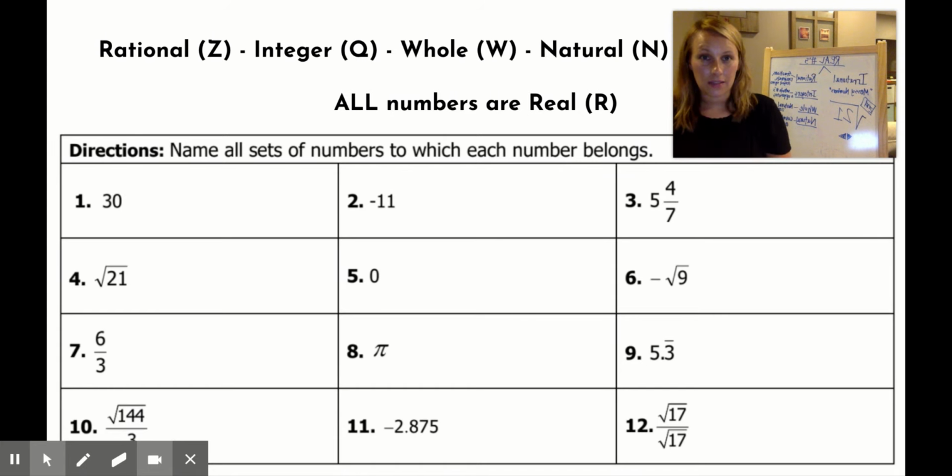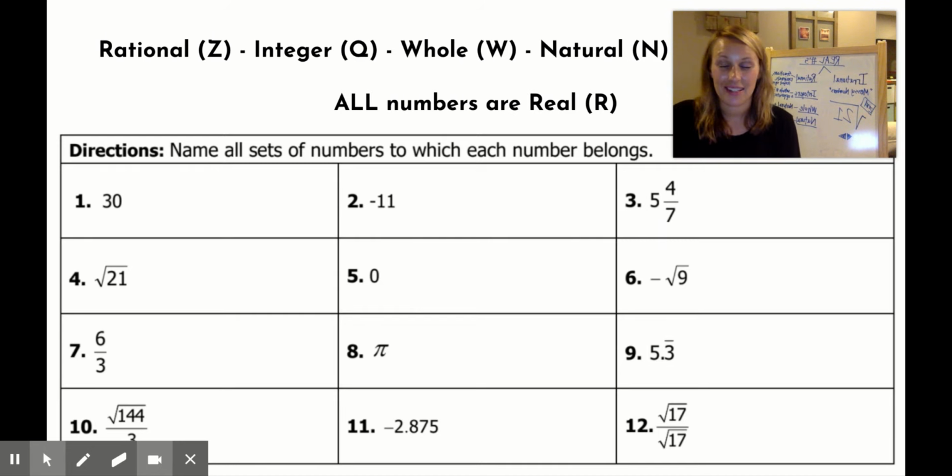How would we classify negative 3? It's not a natural counting number. It's not a whole number because it's not positive. The square root of 9 is, but not the negative square root of 9. Is it an integer? Well, that's a whole number and its opposite. Would negative 3 be on the number line? Yeah, so it's an integer, and because it's an integer, it's also rational.